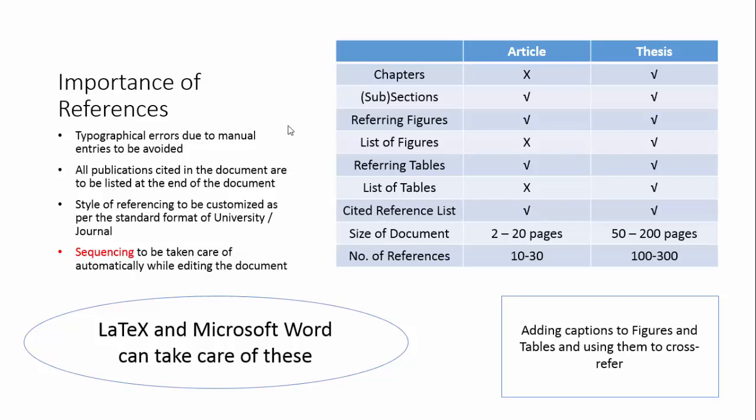And it's also important to see that every publication that is cited in the document is also listed at the end of the document. The style of referencing will be customized as per the standard format recommended by the university or the journal where you are going to submit your article. The sequencing of these references is also very important so that it can be taken care of automatically by the software that you are using to write your article. So in this sense, LaTeX and Microsoft Word can take care of these aspects very well. The way we manage references can also be applicable to both figures and tables. However, we will not be looking at them here.